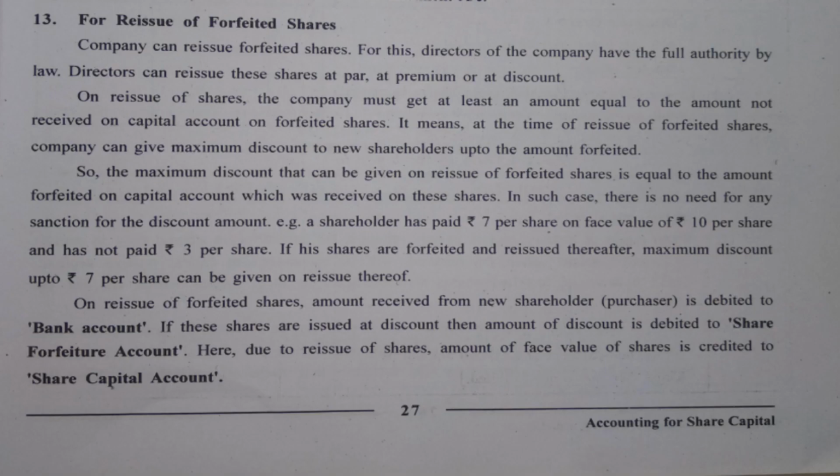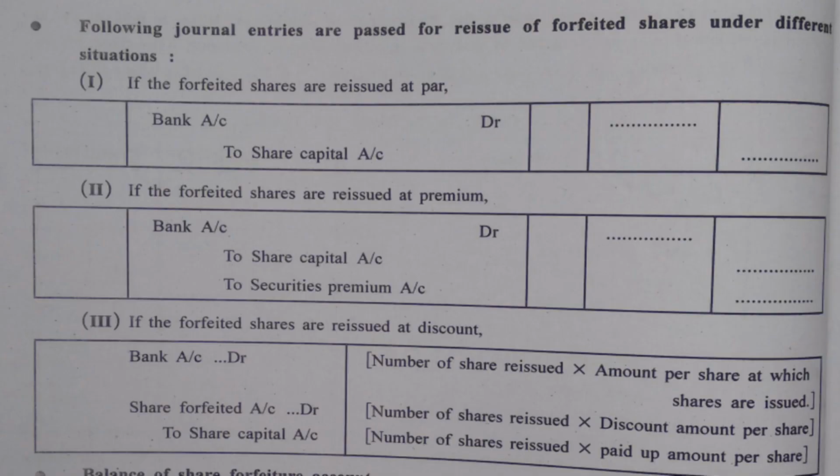Yes, we have understood this in theory. Share forfeiture account. Alright, so number of shares reissued into discount amount per share. You will definitely understand this when applied in sums, so not to worry for now. Just listen to what I'm saying. To share capital account, number of shares reissued into paid up amount per share. Alright, so these are the three journal entries for reissue of forfeited shares in different circumstances.